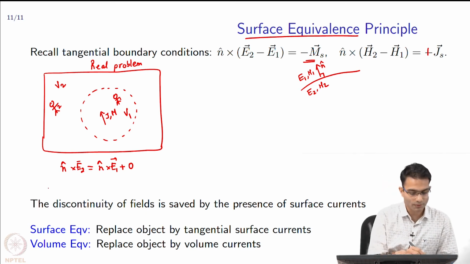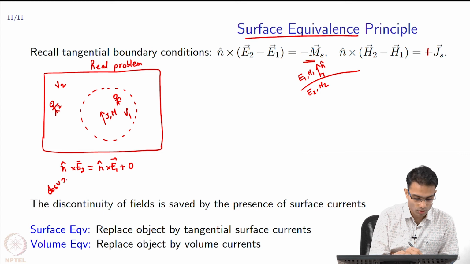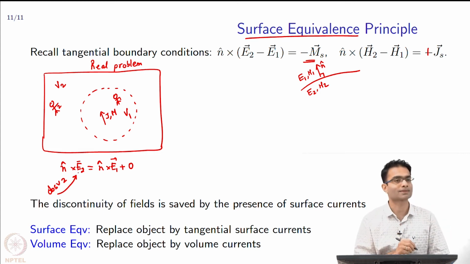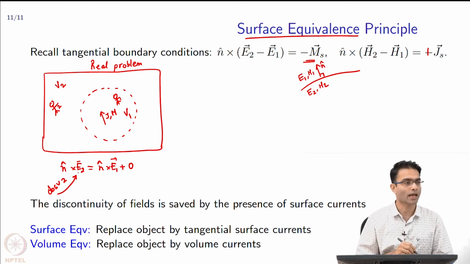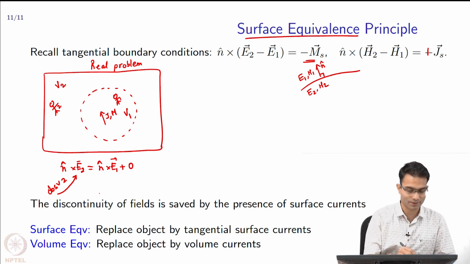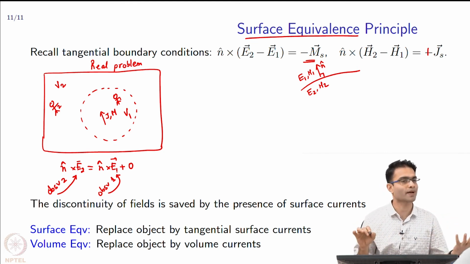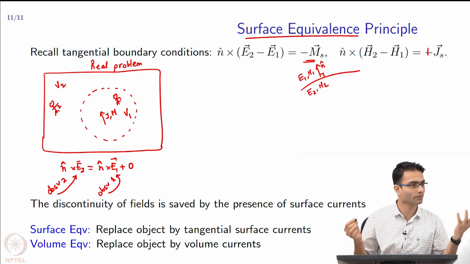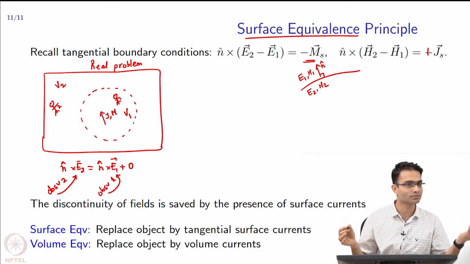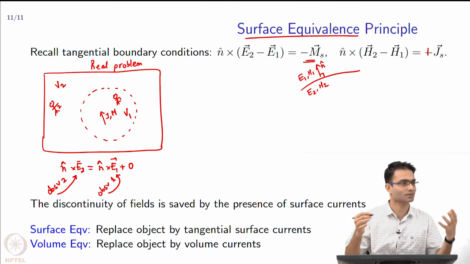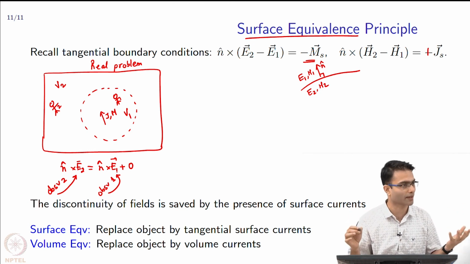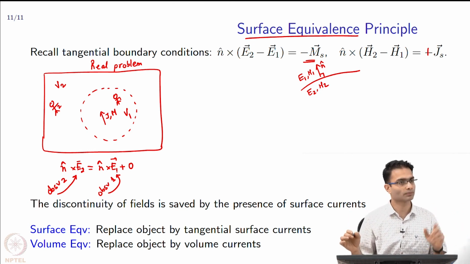So, this will be written as plus 0. Okay. So, observer 2 has access to this n cross E2, and observer 1 has access to this, and they compare n cross E2 and n cross E1. What do you expect the answers to be? They will agree. Even though I have created a hypothetical surface, boundary conditions should still be valid. So, they will agree, no problem.